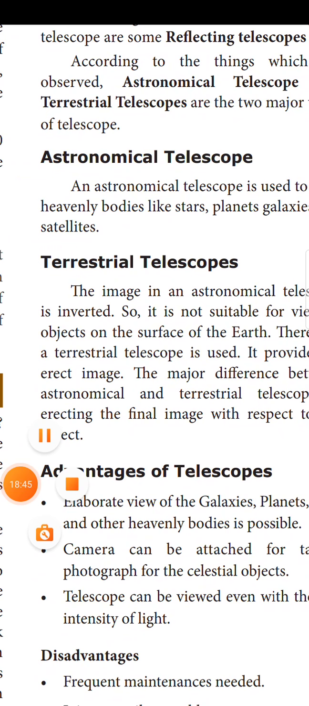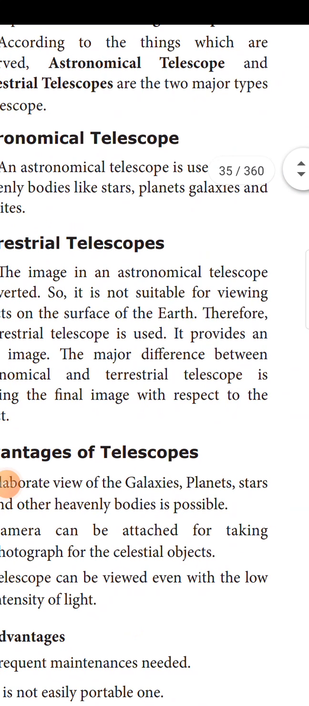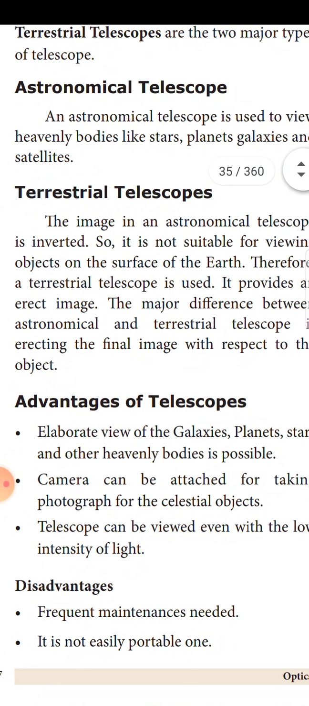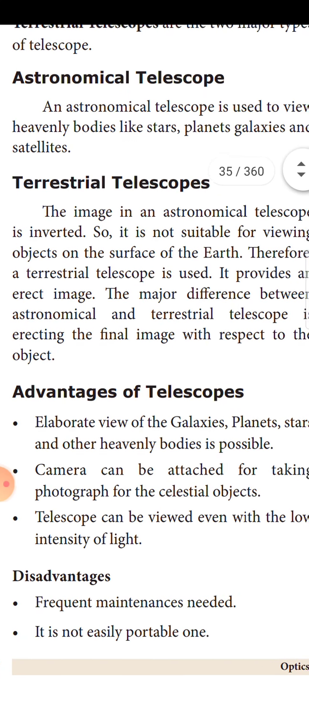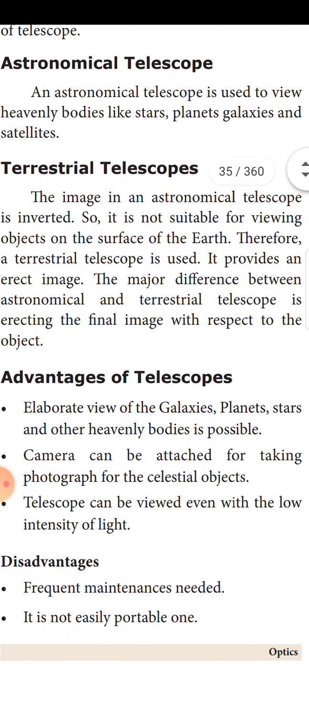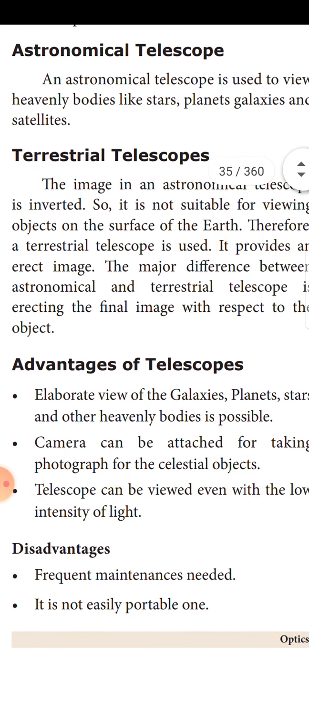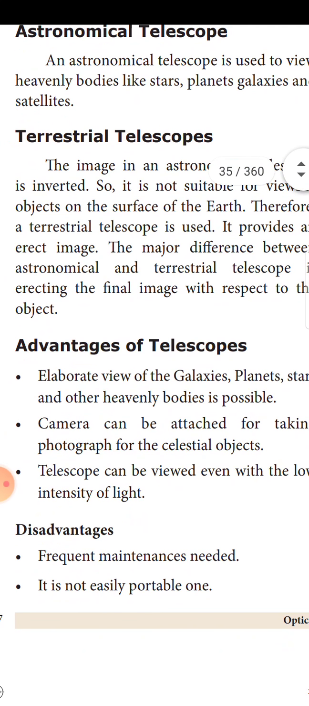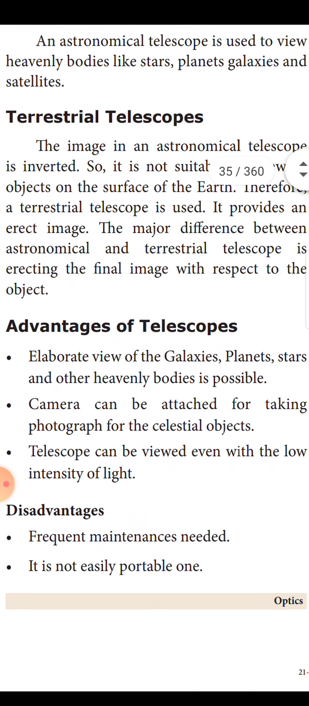Terrestrial telescopes. The image in an astronomical telescope is inverted, so it is not suitable for viewing objects on the surface of the earth. Therefore, the terrestrial telescope is used. It provides an erect image.